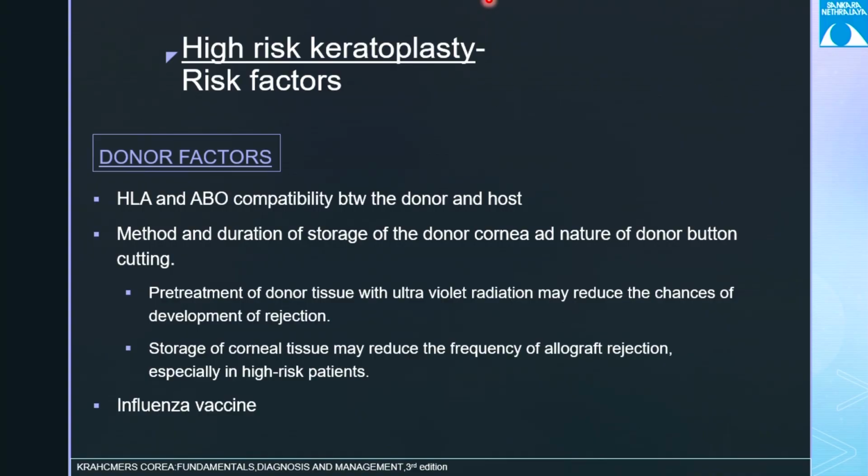As we've discussed, donor factors can be HLA or ABO compatibility between the donor and the host. It has been shown by the CCTS study that HLA compatibility is not as important as ABO compatibility. Second point is the method and duration of storage of the donor cornea and the nature of the donor button cutting. Pre-treatment of the donor tissue with ultraviolet radiation may reduce the chances of rejection, and storage of corneal tissue may reduce the frequency of allograft rejection. There was only a 'may', but it was not statistically significant. That's why we are not doing all these things.